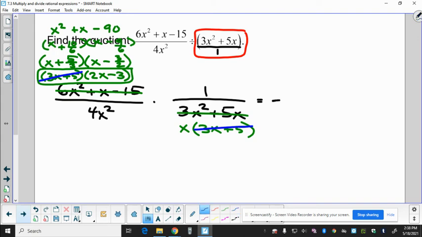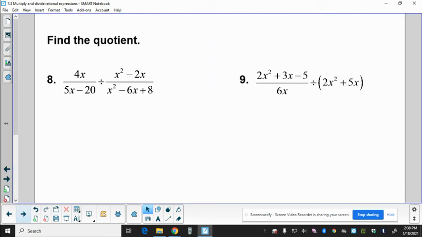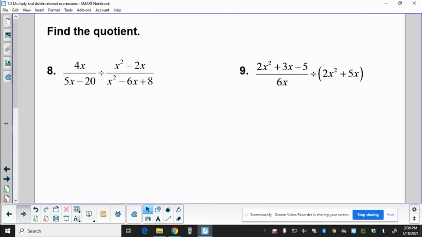So let's see if we can rewrite this. In the numerator, we have 2x minus 3 times 1. So that's just 2x minus 3. Denominator, we have 4x squared times this x to the first power, so that's 4x to the third. And I believe that's it. So we have that one done. A lot of factoring. Everybody try those on your own for a moment. And then we'll go through them.